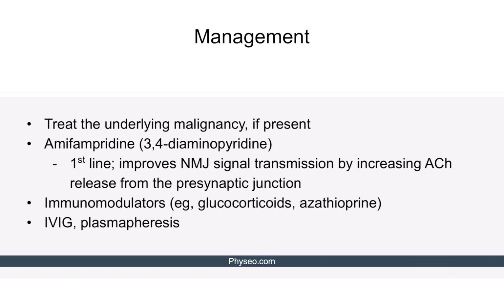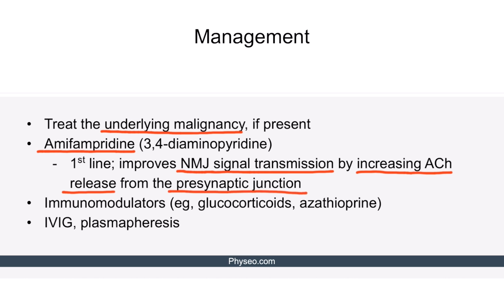Treatment involves treating the underlying malignancy if present, since about 2/3 of cases have been found to be associated with small cell lung carcinoma. Amifampridine, or 3,4-diaminopyridine, is first line and works to improve neuromuscular junction signal transmission by increasing acetylcholine release from the presynaptic junction. Similar to myasthenia gravis, immunomodulators such as glucocorticoids and azathioprine, as well as IVIG and plasmapheresis, can also be used.